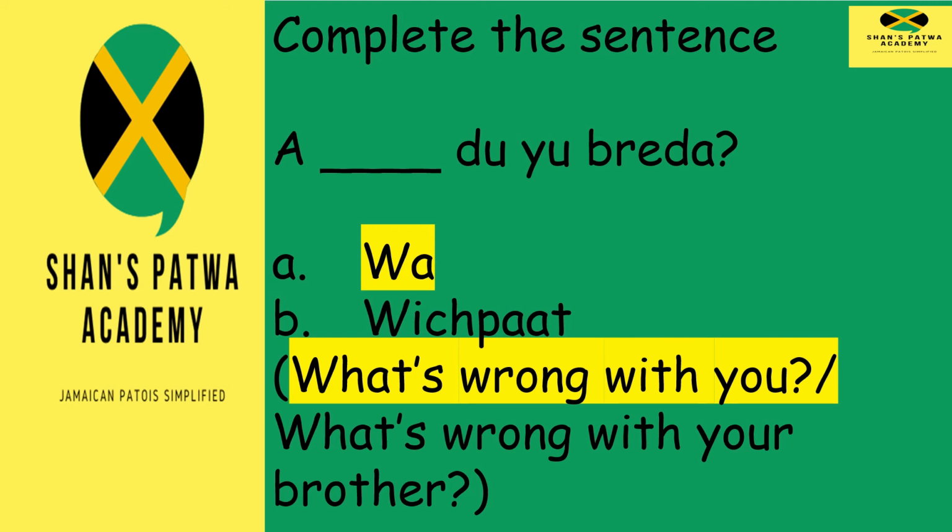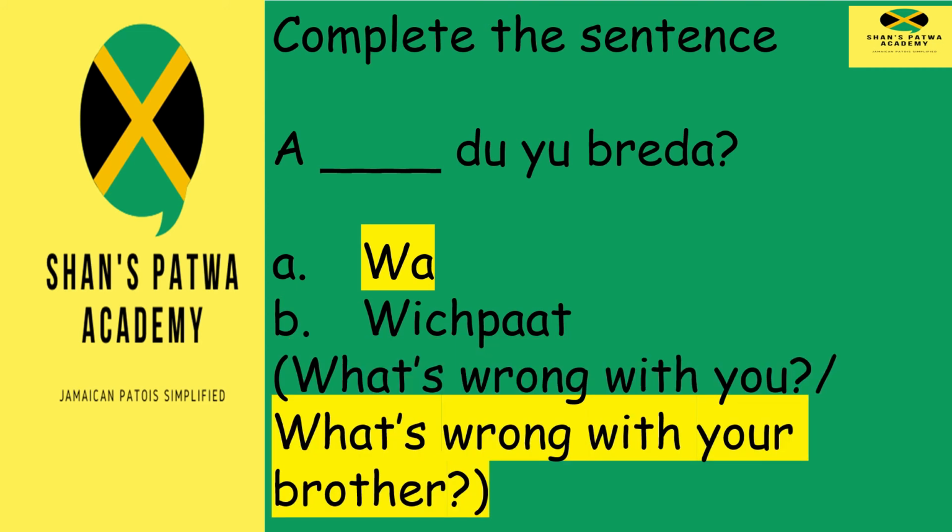It can be your friend. It can also not be your friend if it's being said in a threatening manner. What do you, brother? What's wrong with you? But it can also mean, what's wrong with your brother, if it's said like this. What do you, brother?